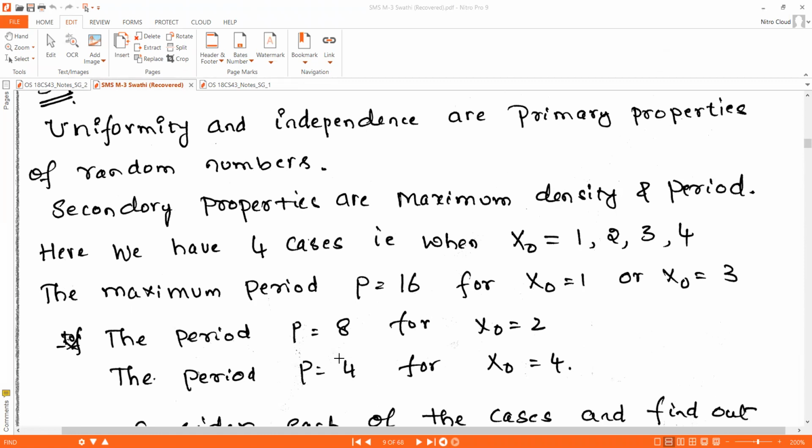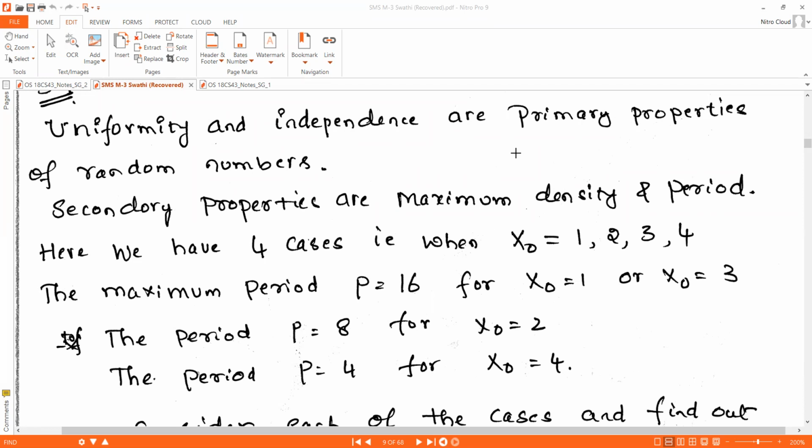And first, uniformity and independence are primary properties of random numbers. While generating random numbers, what properties should the random number follow? Uniformity and independence. These are the primary important properties of random numbers. And secondary properties are maximum density and period. The secondary properties of the random number are density and period.